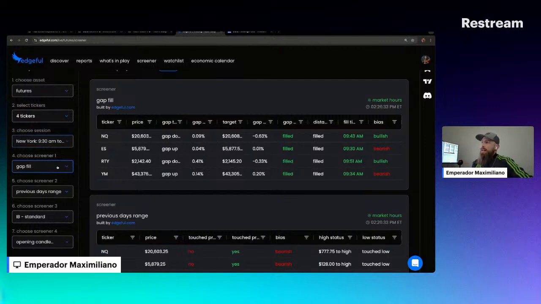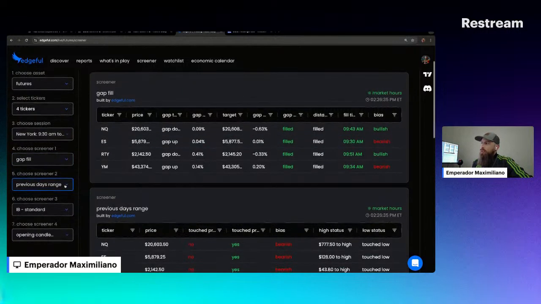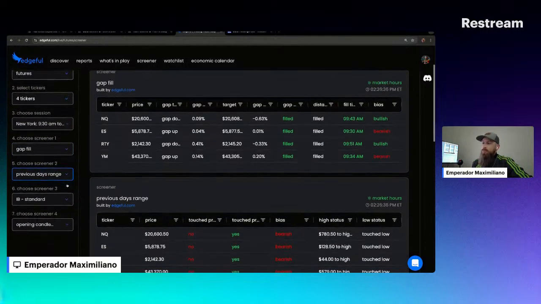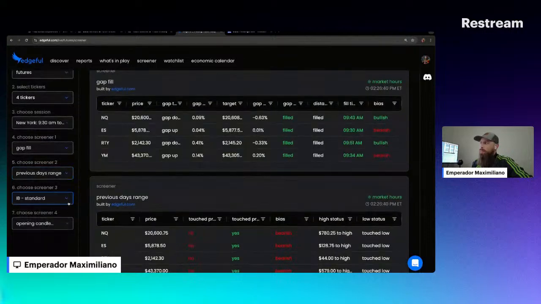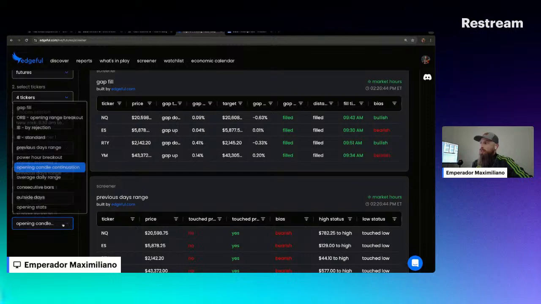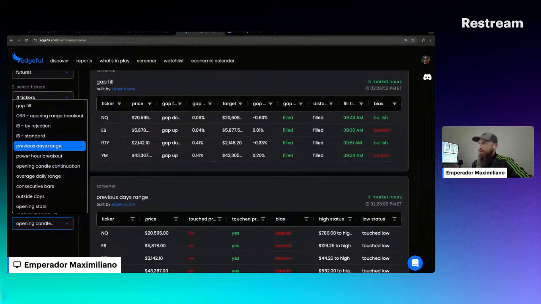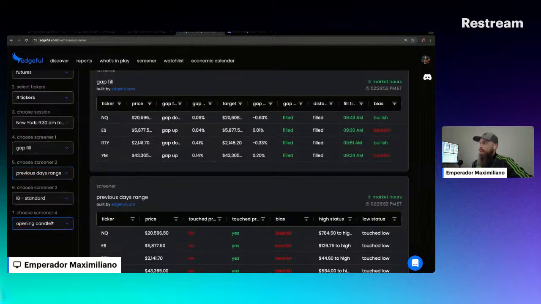Choose Screener one. I like gap fill, that's what you see up here. Screener two, previous day's range. These are the reports that I pay very close attention to. IB is the third, and the fourth one down here, I like the opening candle. You can see there's a lot of different report options to choose from. I like this opening candle continuation. So I have gap fill, previous day's range, standard IB, initial balance, and opening candle continuation. We'll go over why I like those in just a second. If you've followed any of my content or videos before, you know why I like those reports.